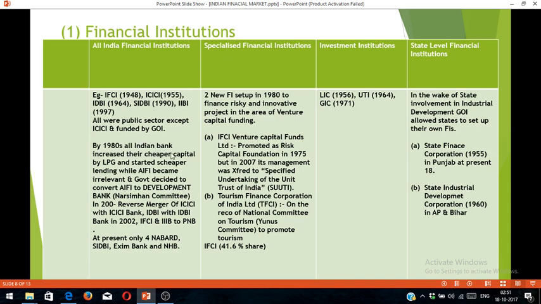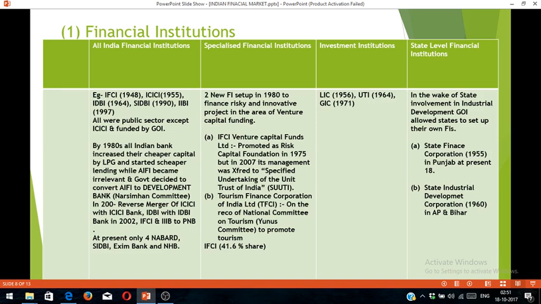By the 1980s, Indian banks increased their cheaper capital. But what happened when the government set up these All India financial institutions? These financial institutions were generating capital at a higher rate of interest and financing the government for development of infrastructure. So the demerit was that the cost of funds for the financial institutions was very high.